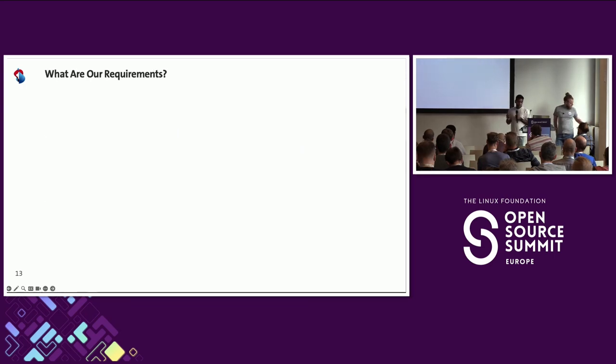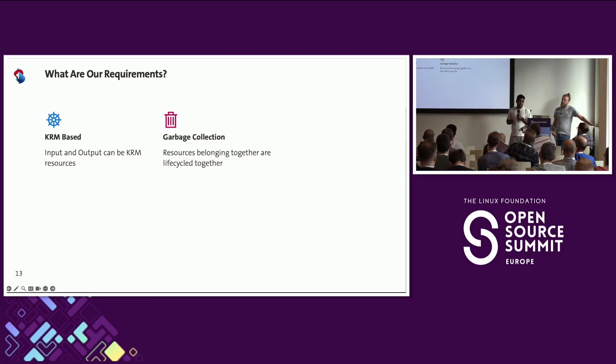In order to achieve this, we need to find a tool, and we have a few checkboxes, so let's revisit them and see if we can find a tool based on these needs. The first is that it has to be fully KRM. We want this tool to fit into the Kubernetes world. Garbage collection is important. So if you have any related resources, they need to be managed together. The generated resources need to be stored with various backends, so we need to have this flexibility.